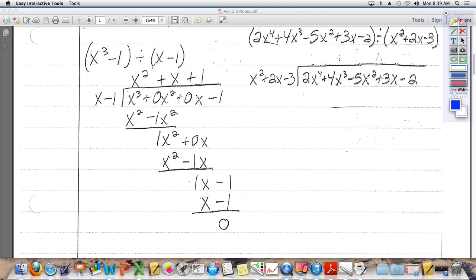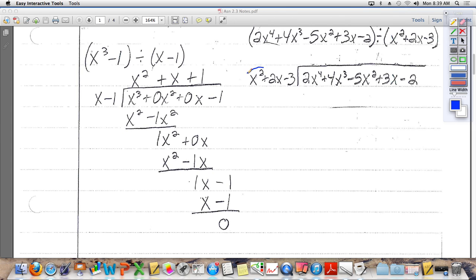Alright. Here's the problem. This polynomial divided by this one. This is our divisor. I put it out front. Here's our dividend. I put it right here. This is not in your notes, so please make sure that you are following along.